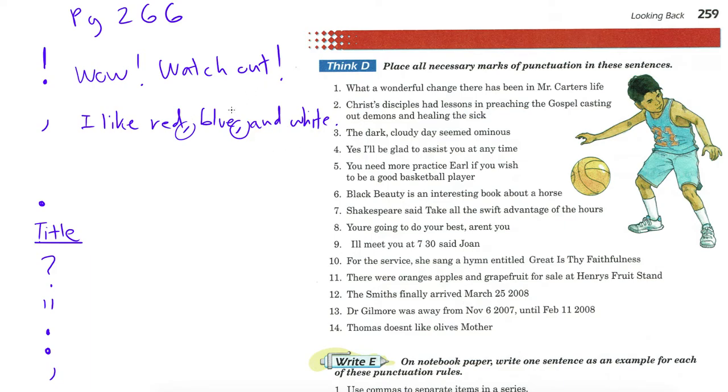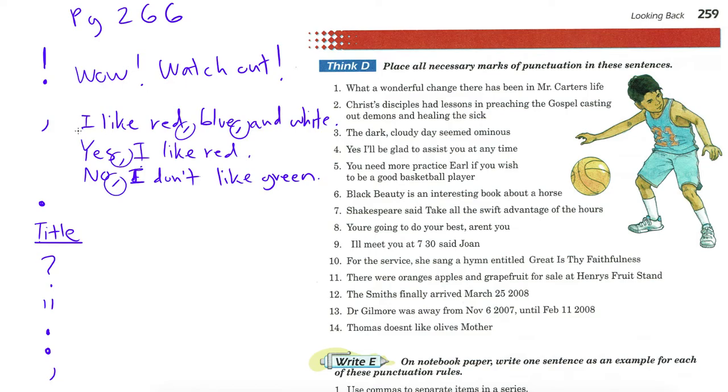All right. The second rule is use commas after yes and no at the beginning of a sentence. So if you use yes or no at the beginning of a sentence, you need to put a comma after it. So, "Yes, I like red." "No, I don't like green." So you always use a comma after using yes or no at the beginning of a sentence.